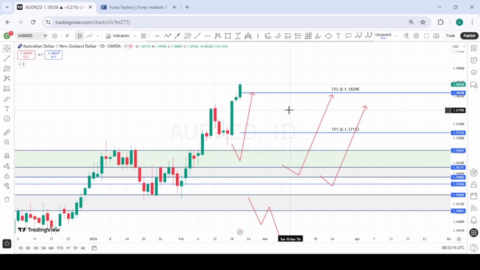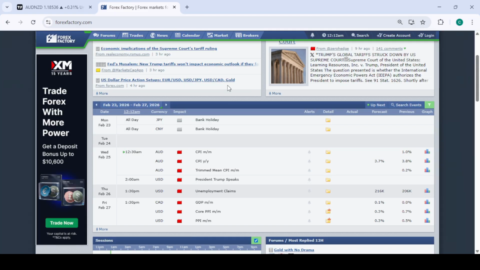Let's see what we have for the economic calendar for the coming week.